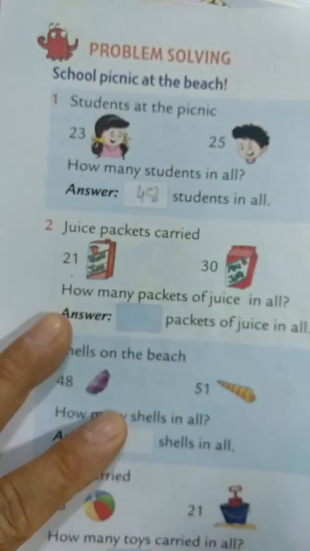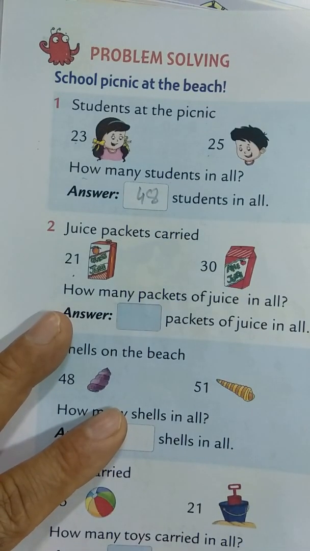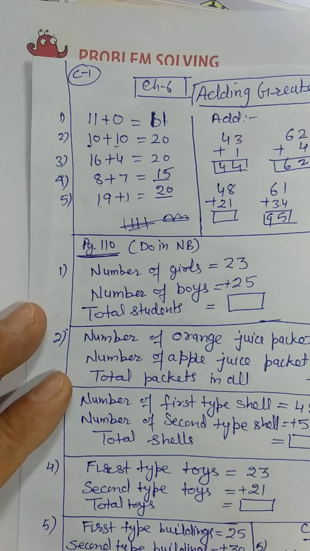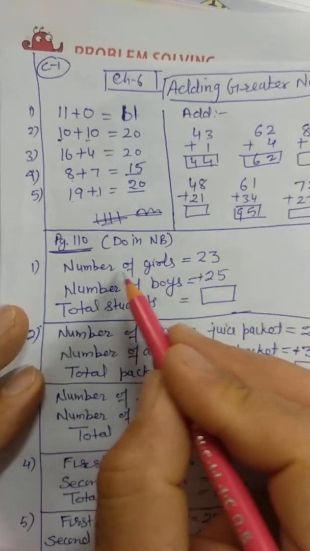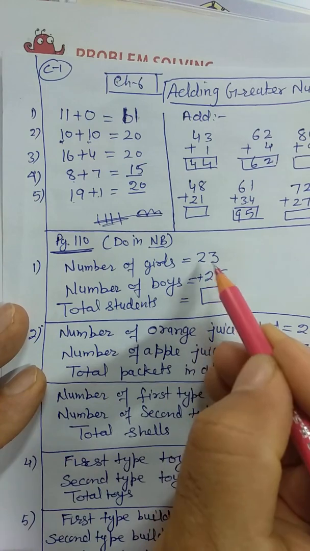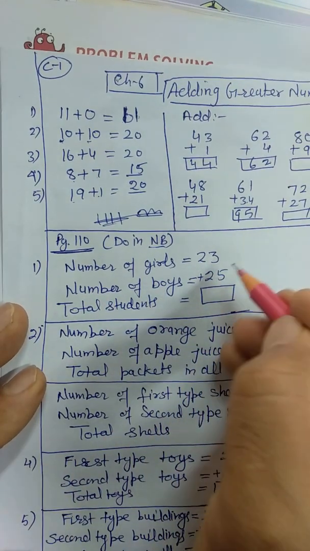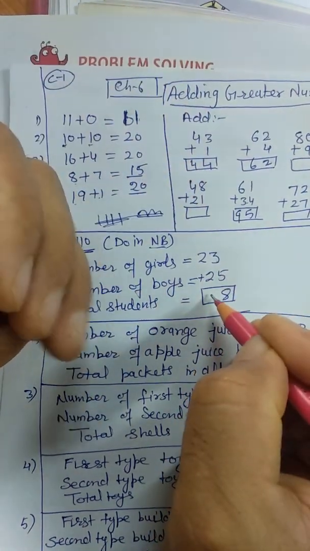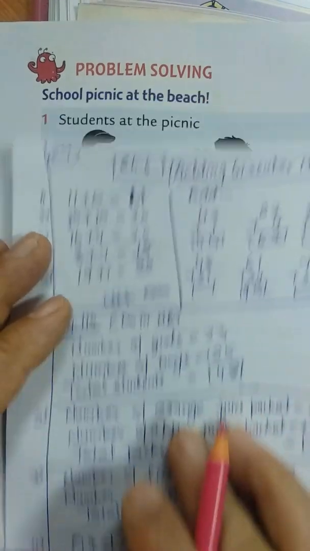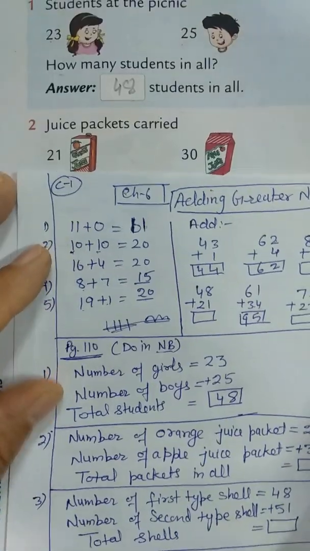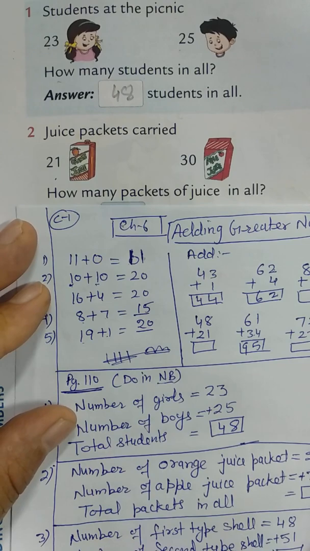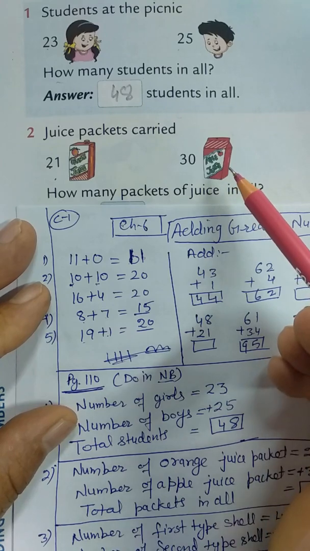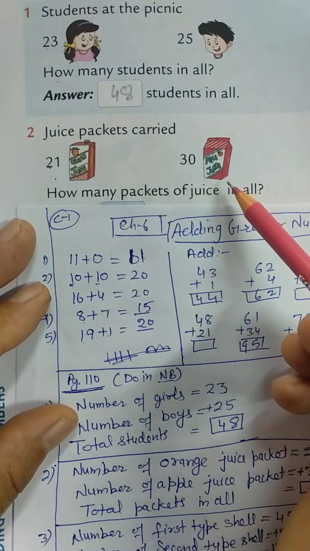But I am suggesting you to do these questions in the notebook like this. You have to write first number of girls in the notebook: number of girls 23, number of boys 25. Then add 5 plus 3, 6, 7, 8, and 2 plus 2, 4. And the second part in the book is juice packets carried. There are 21 orange juice packets, and another type, apple juice packets, are 30.